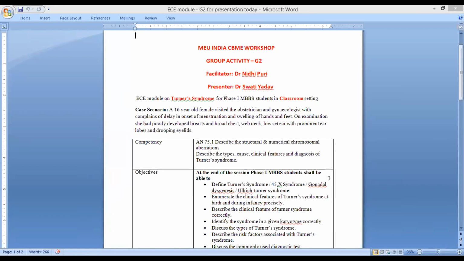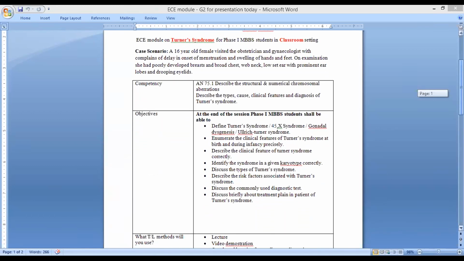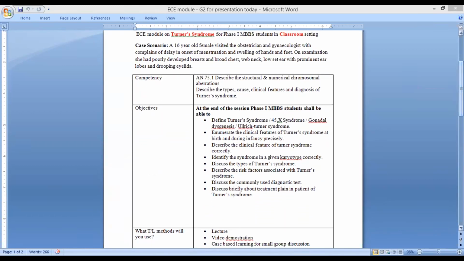Enumerate the clinical features of Turner syndrome at birth and during infancy precisely. Describe the clinical features of Turner syndrome correctly. Identify the syndrome in a given karyotype correctly. Discuss the types of Turner syndrome. Describe the risk factors associated with Turner syndrome. Discuss the commonly used diagnostic tests. And lastly, discuss briefly the treatment plan in patients of Turner syndrome.